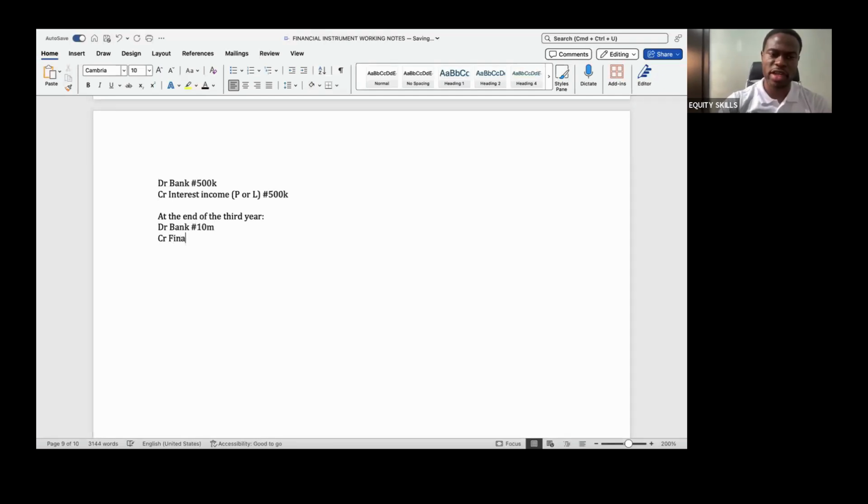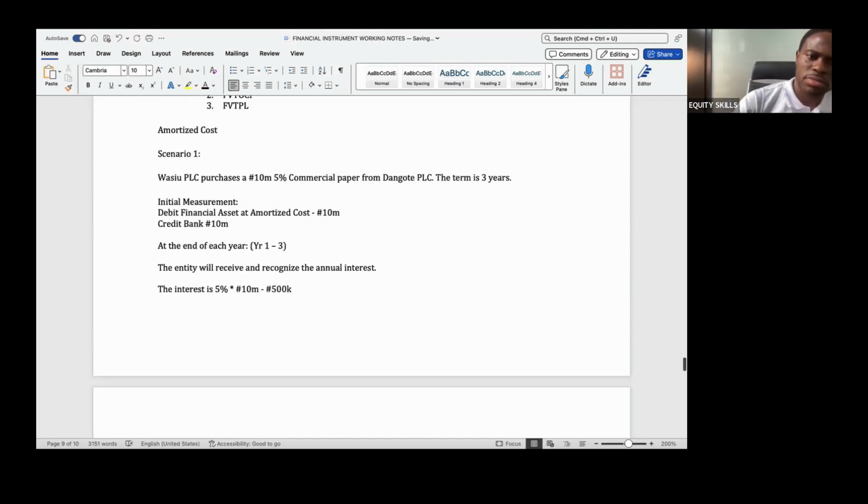What do you do to that financial assets? You cancel it out. You simply cancel it out. 10 million. So these amortized costs. So the value of this investment every year is amortized cost. That's the 10 million year in, year out. It can be that simple.